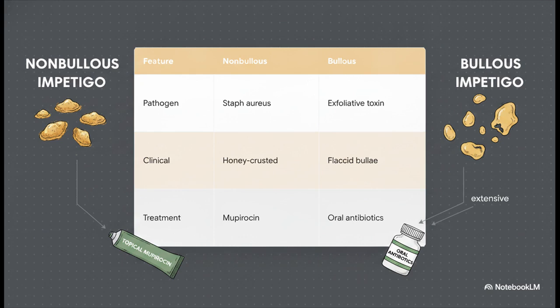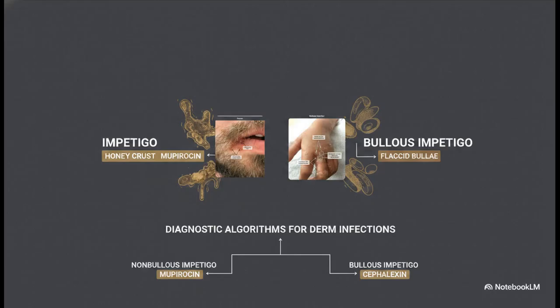Now, for limited non-bullous cases, you just use topical mupirocin. But, and this is a big but, if the disease is extensive or if you're dealing with that bullous variant, you've got to step up immediately to oral antibiotics like cephalexin. The absolute crucial point here is visually identifying that presentation right off the bat. When you see that golden, honey-colored crusting, that is a dead giveaway for non-bullous impetigo.